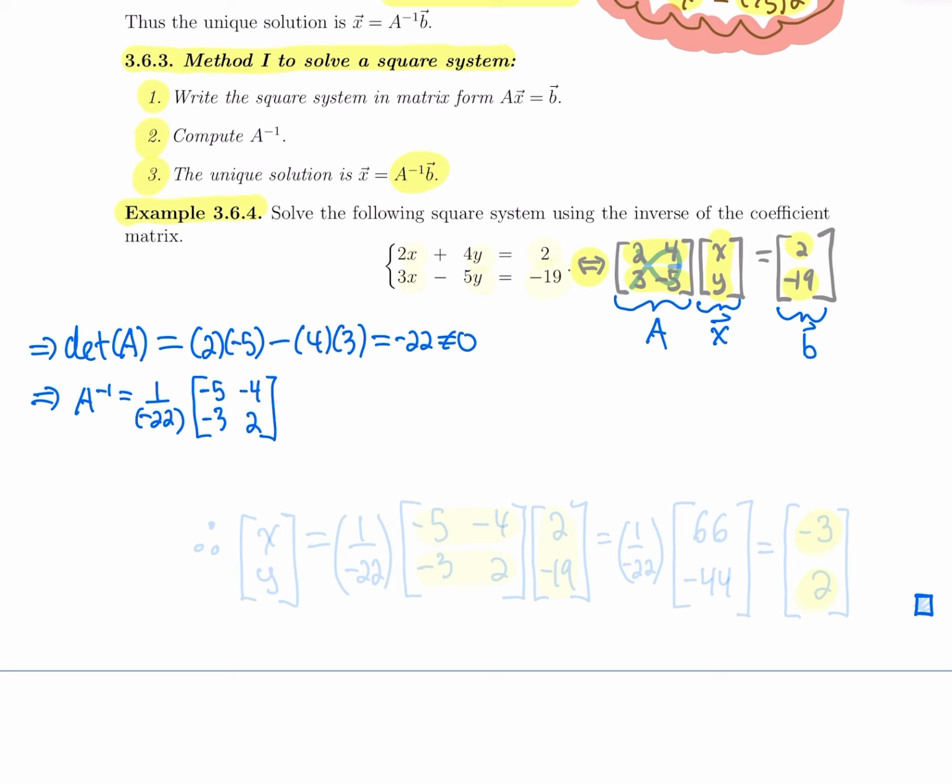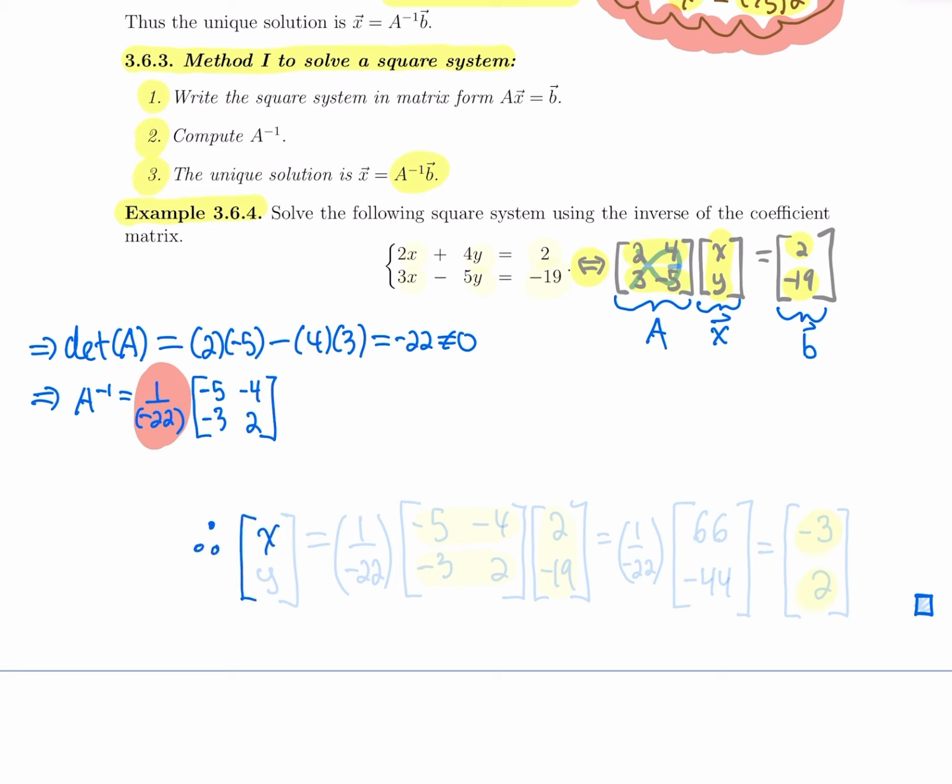And my advice for these questions: leave the inverse like this. If you enter the 1 over minus 22, you're going to create fractions, and you have to do a matrix multiplication here, and you want to avoid doing fraction arithmetic. So my advice, because I'm so nice, don't bring the 1 over minus 22. Keep it like this. So now you get your final answer.